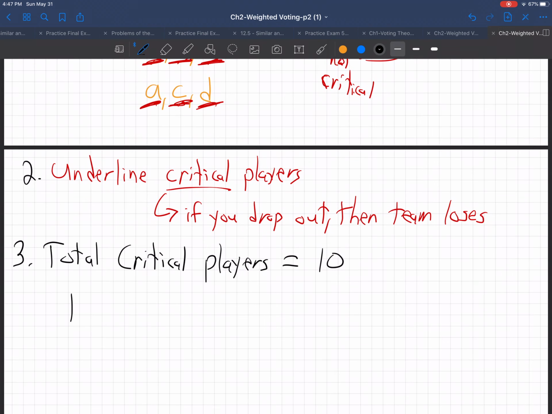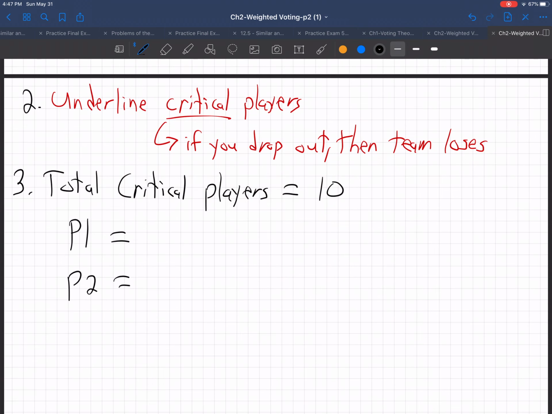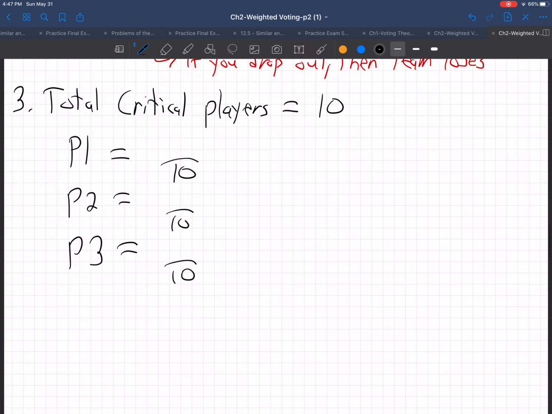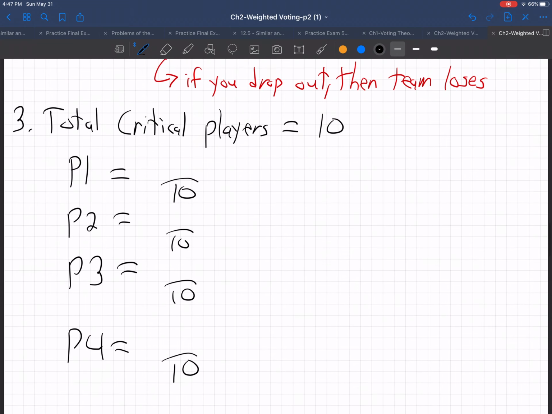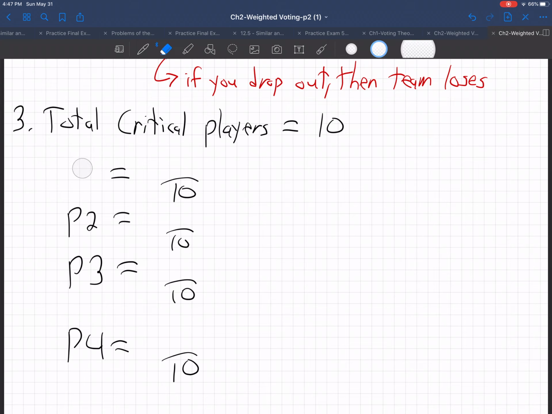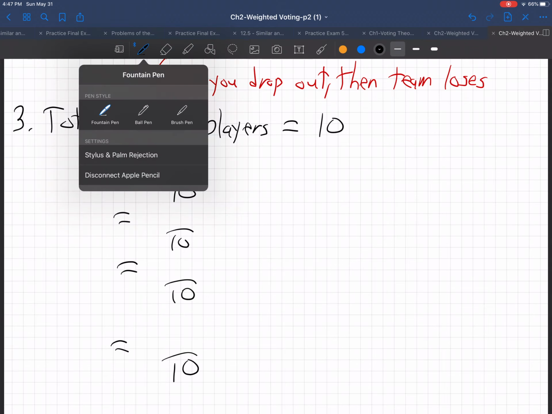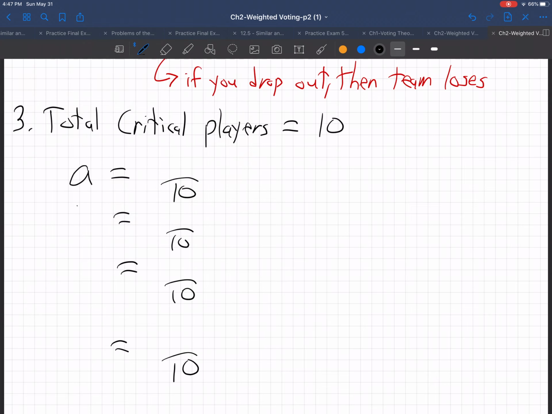So now we can find the Banzhaf power for each of these players. So it's out of 10, out of 10, out of 10. Oh, there's 4 players, aren't there? I guess I should just call them A, B, C, and D, huh? So let me go back here. Let's say A, B, C, and D.